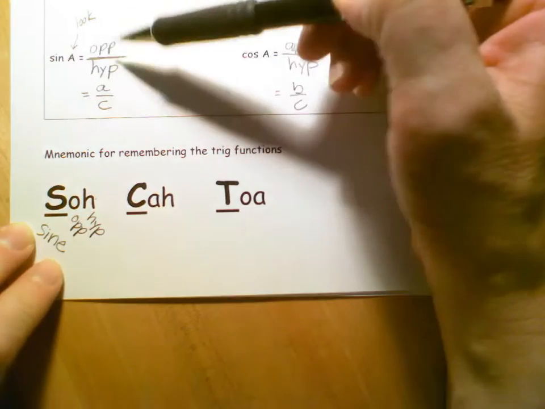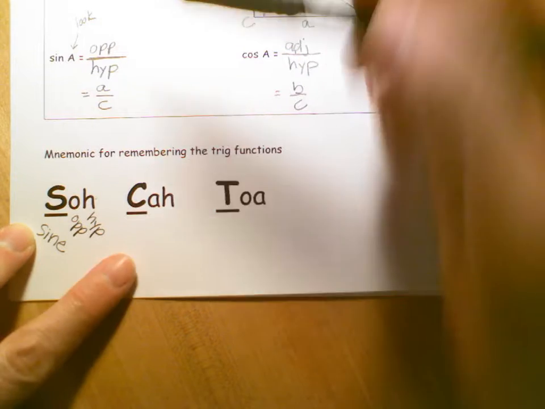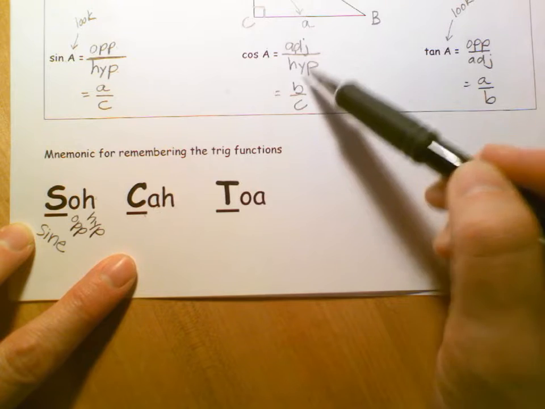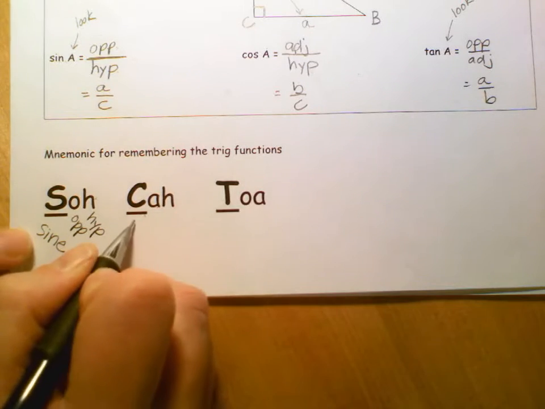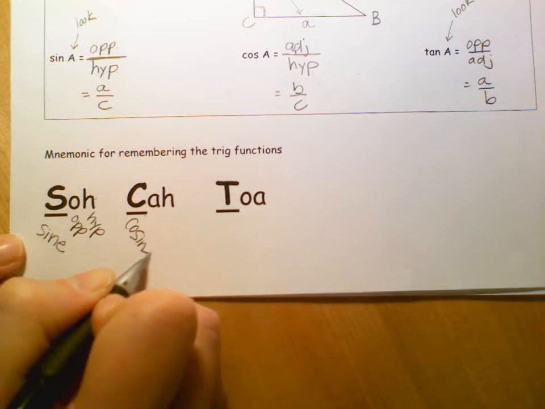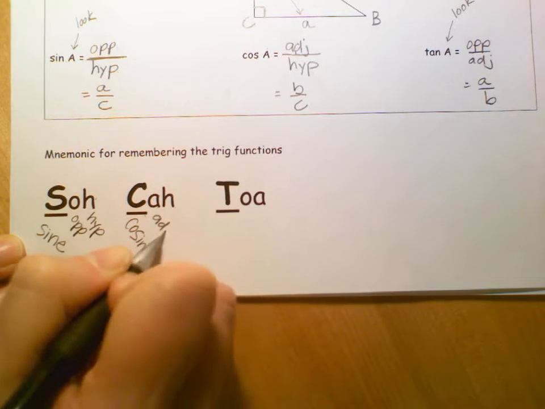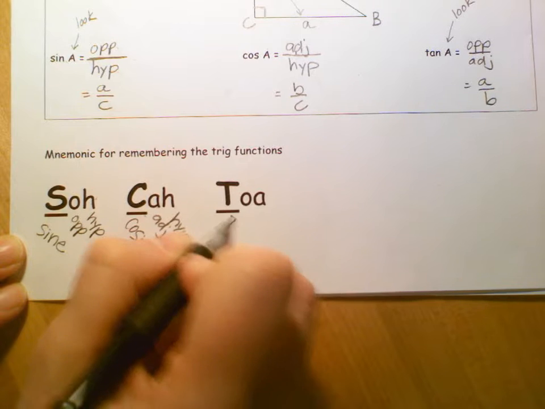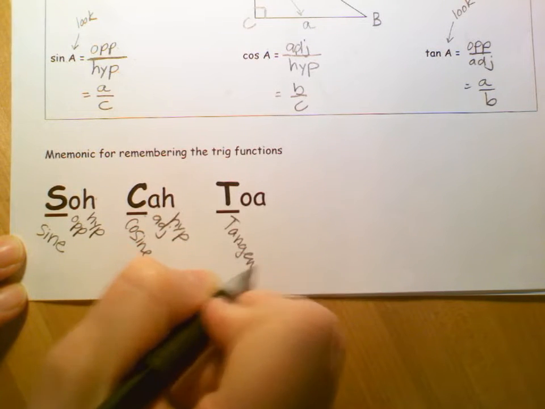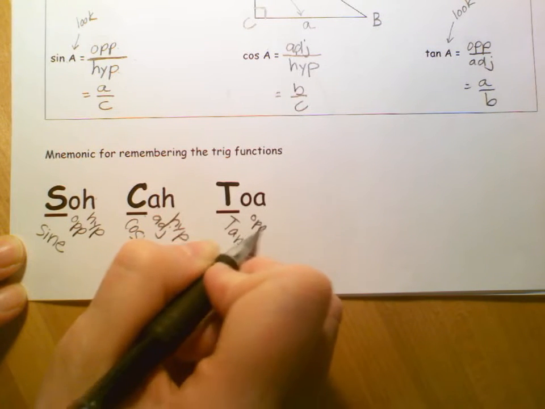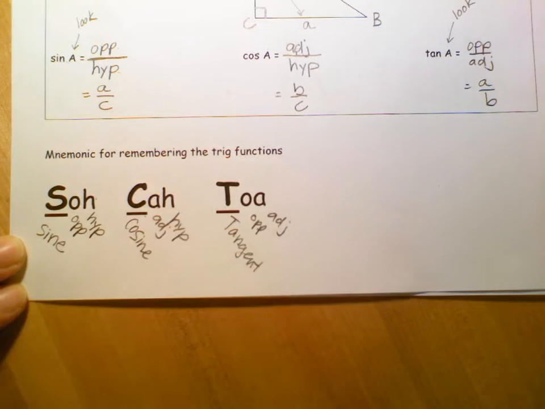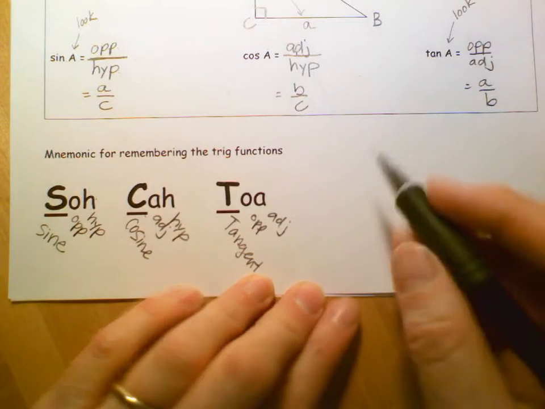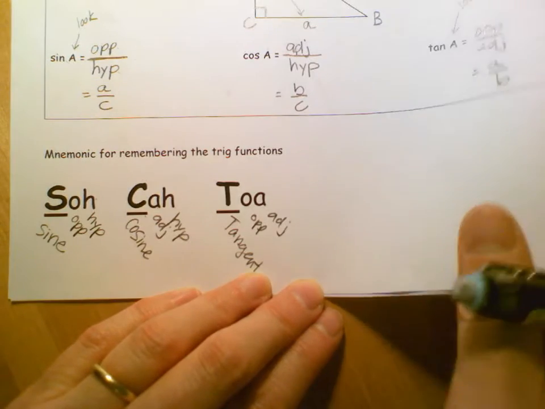So sine is opposite over hypotenuse. All right, so cosine is adjacent over hypotenuse. The C is for cosine. This is adjacent over hypotenuse. And tangent is opposite over adjacent. So SOHCAHTOA. It sounds weird. You'll get really familiar with it in this unit.